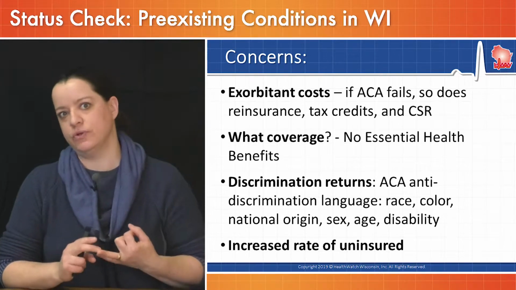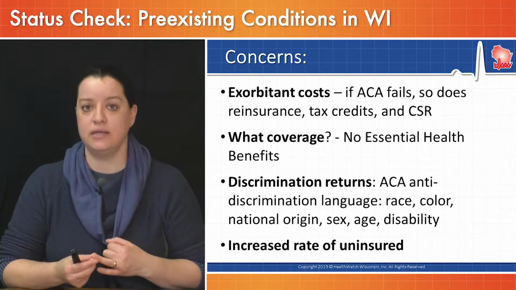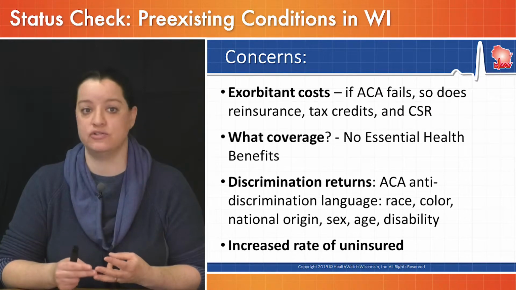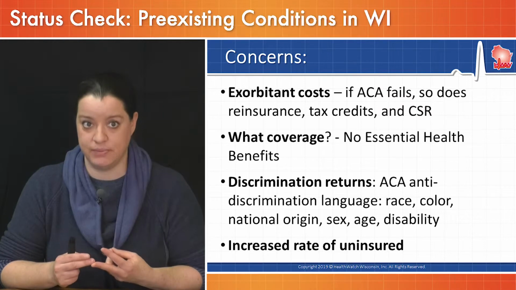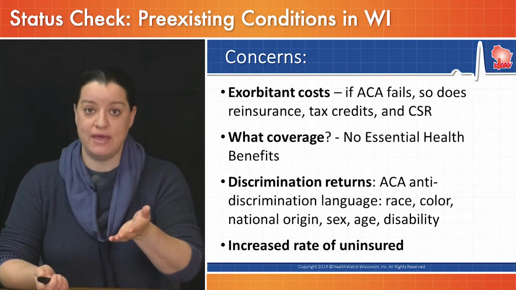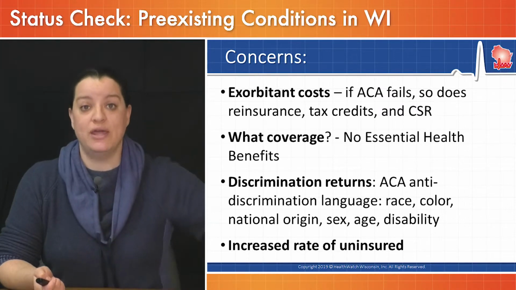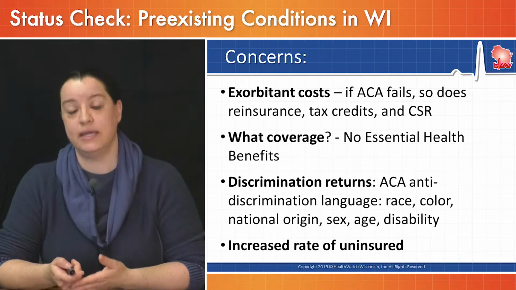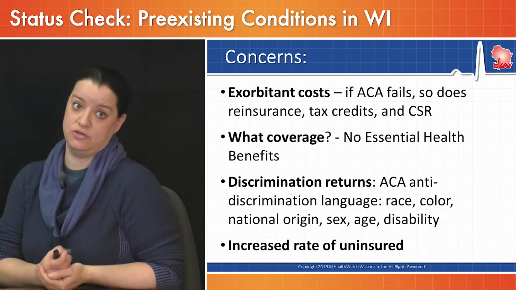Discrimination returns, and this is what we were talking about. The ACA anti-discrimination language says insurance companies cannot discriminate based on race, color, national origin, sex, age, or disability. And finally, what's the biggest concern? If you have all of these protections that go by the wayside, you're going to start seeing that rate of uninsured start to skyrocket again, like it did before the Affordable Care Act was even signed into law.